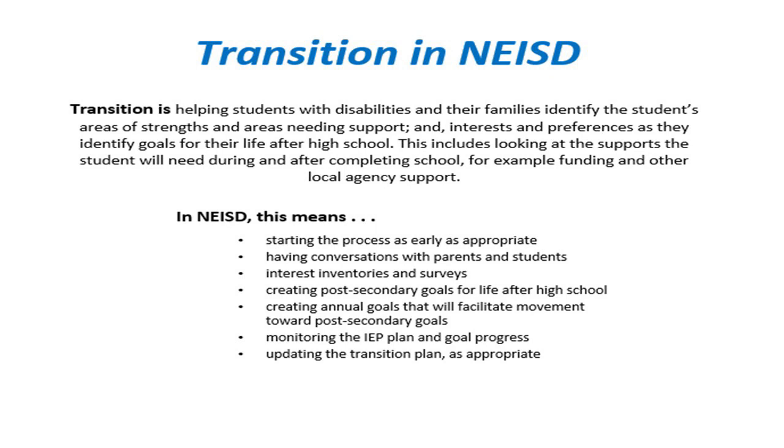updating the transition plan as appropriate. Before age 14, beginning no later than 7th grade or 13 years old, whichever comes first, the ARD Committee considers transition and addresses each issue as appropriate. The student receives notice of ARD and participates in discussions about transition planning. By age 16, the IEP must include all required transition planning elements.